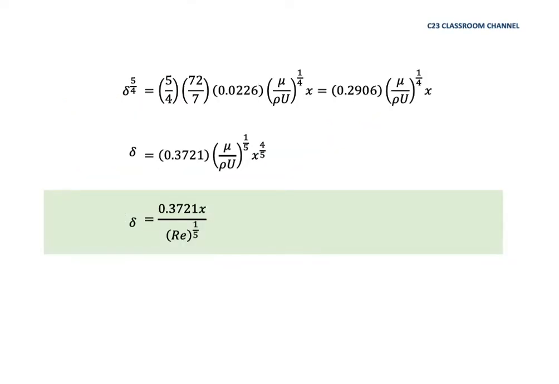And then I think you know how to solve this one. So from these terms, we could get the delta. And then it is good for you to change the term here in terms of Reynolds number. So finally, we could get delta is equal to 0.3721x over Reynolds number to the power of 1 over 5.